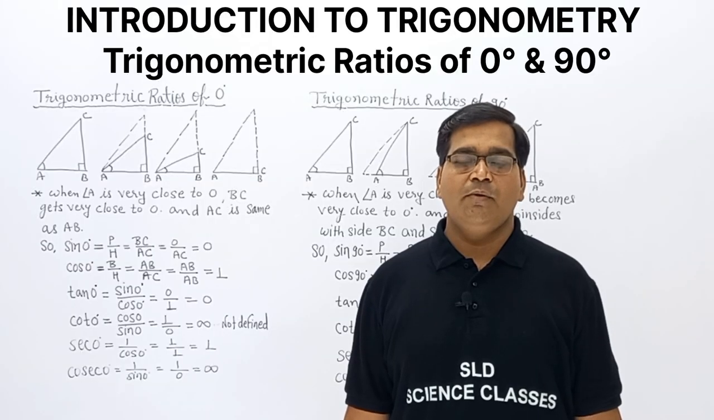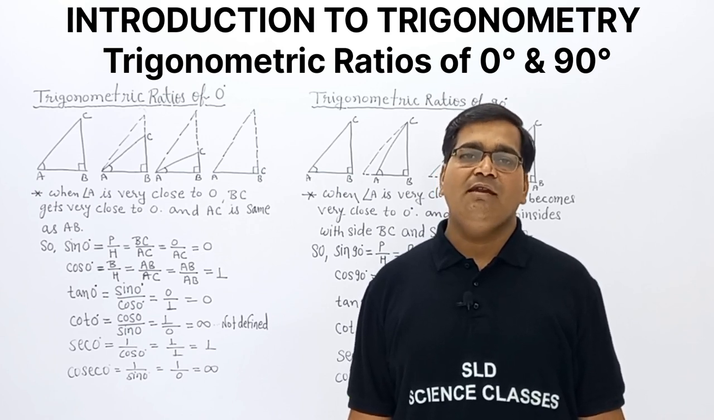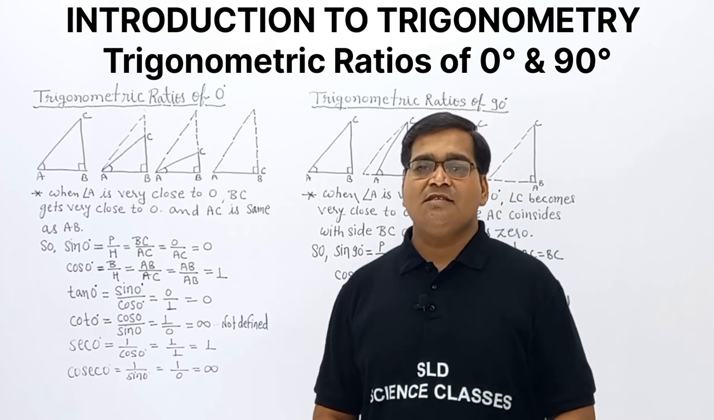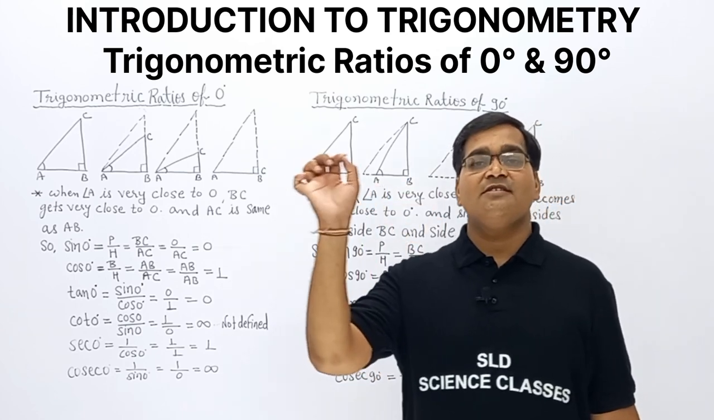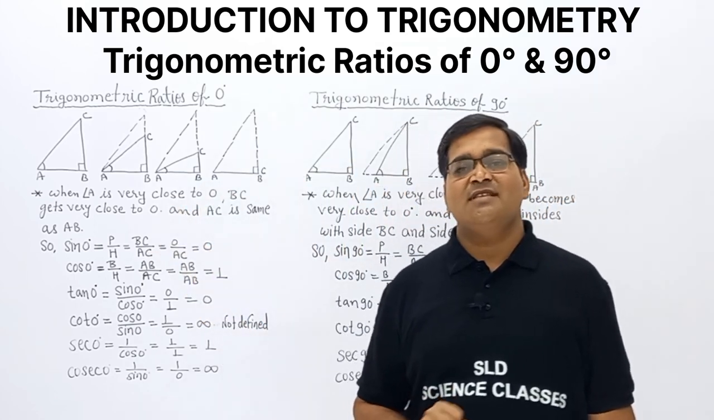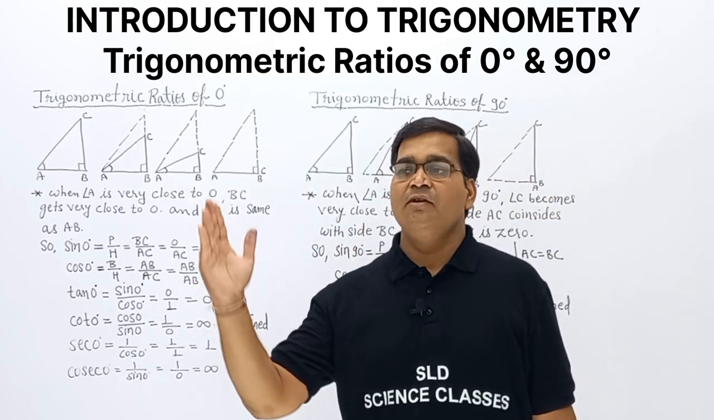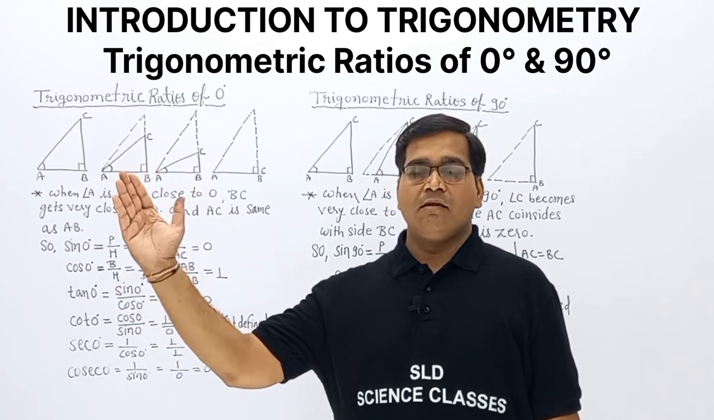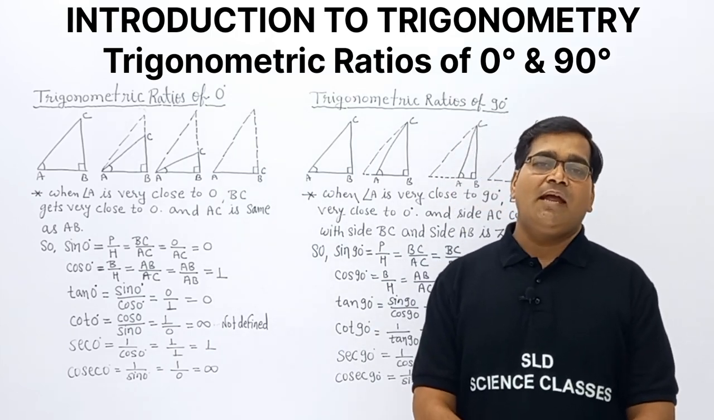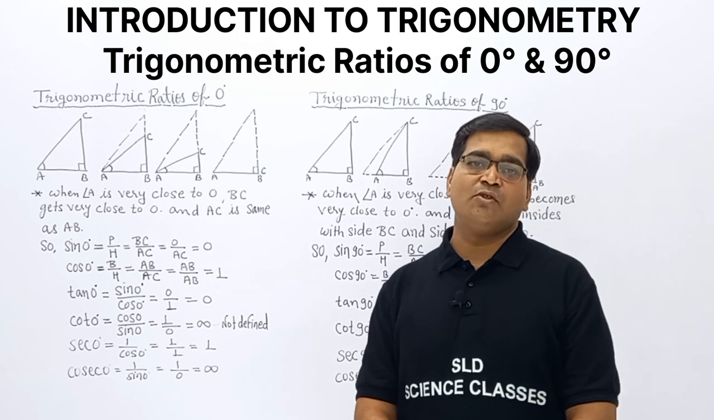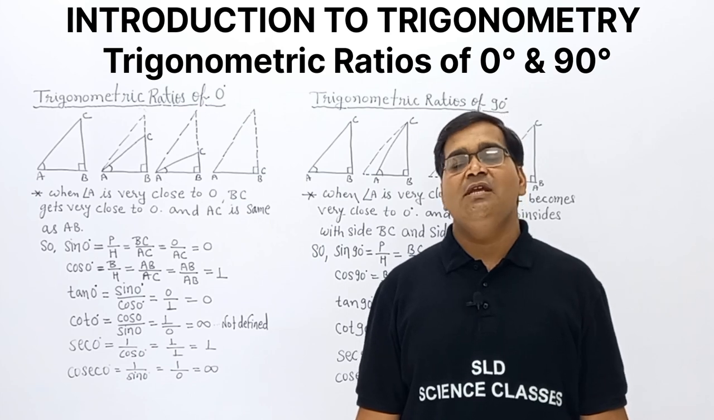In this class, we will discuss trigonometric ratios of 0 degree and 90 degrees. We are discussing some special angles. In our syllabus, we have special angles like 0 degree, 30 degrees, 45 degrees, 60 degrees, and finally 90 degrees. 45, 30, and 60 degrees we completed. Now two special angles are remaining, 0 degree and 90 degrees.